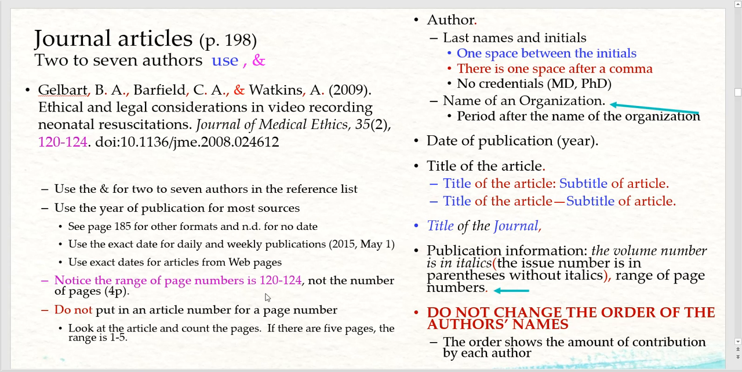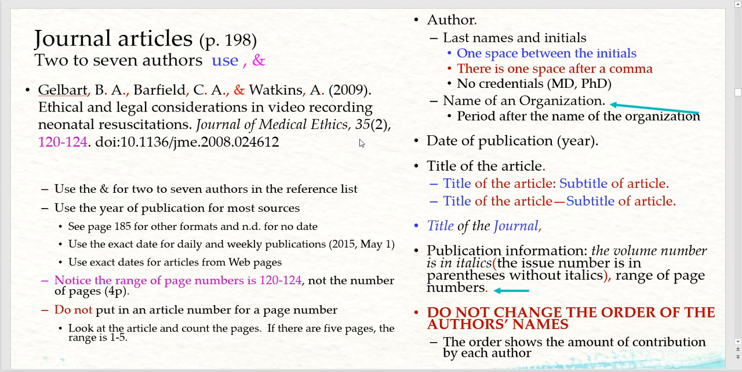And then we'll put in the publishing information. It's in parentheses with a period here. Then we're going to put in the title of the article, capitalizing the first word of the title, subtitle, any proper nouns. And then we're going to have a period after the end of the title of the article, and then we have the title of the journal. So this is Journal of Medical Ethics. Notice how all the important words are capitalized. Of and the are not capitalized.